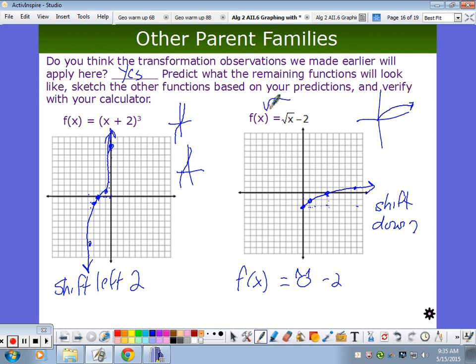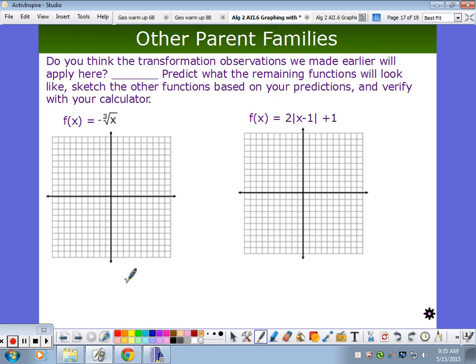Interestingly enough, if this was, and I don't have one like this on here, square root of x minus 2, what would that do? You'd start here and shift right. If it was square root of x plus 2, I'd start here and move it left. So it looks like I've got negatives, they're okay if it's x plus 2. So that helps me graph. Let's try some of these other guys.